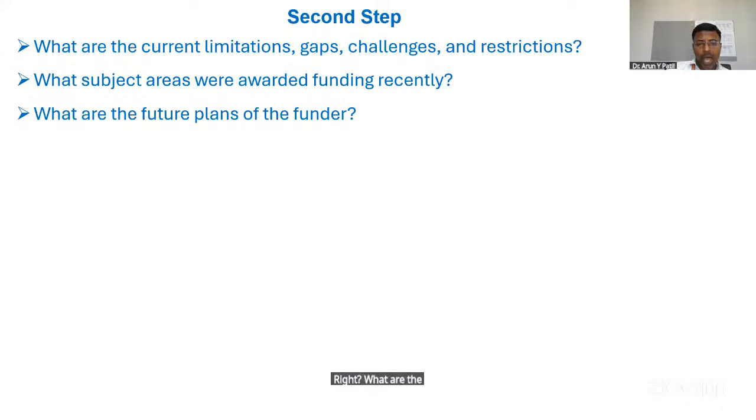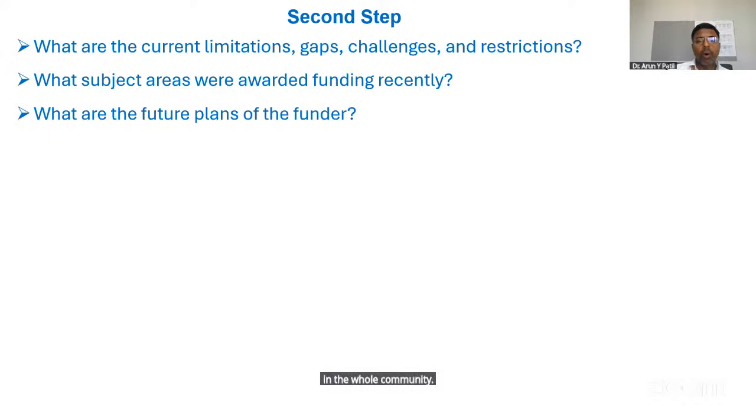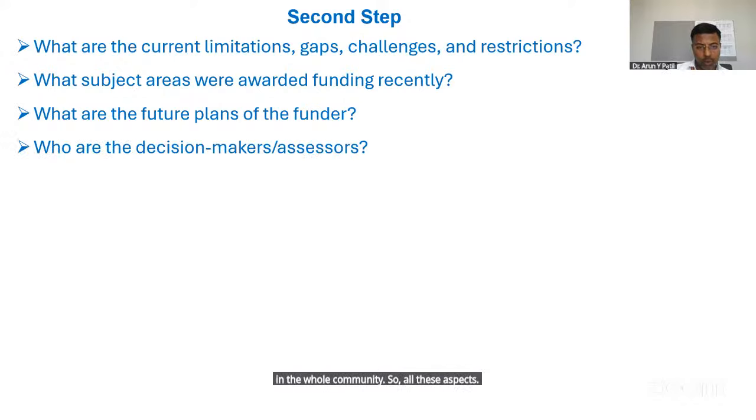What are the future plans of the funder? Funding agencies don't fund it merely for the problem statement. They see how this will yield benefits to the nation by and large, or society by and large, or a person by and large in the whole community. So all these aspects play a crucial role.